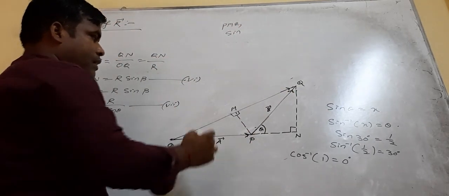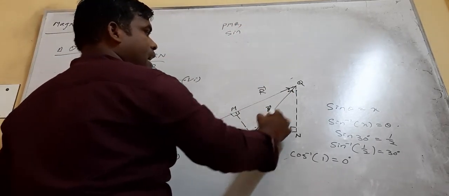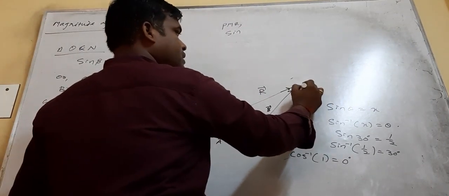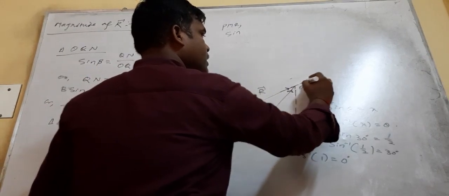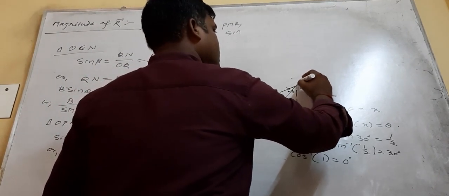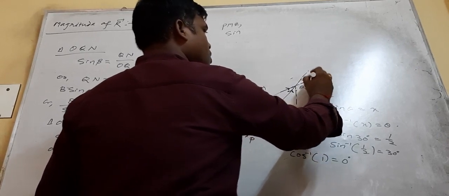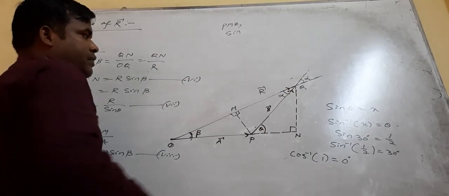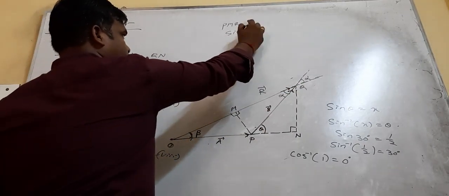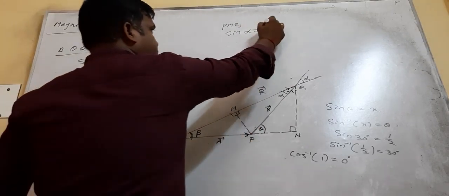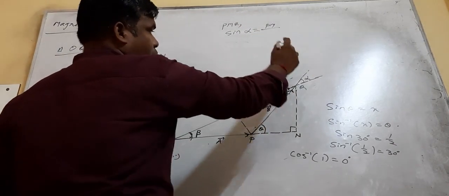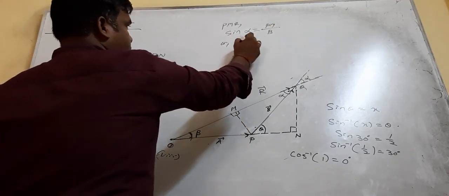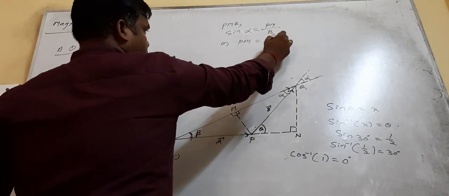So you take the angle between the R vector and the B vector as alpha. That means it is between the directions: the resultant vector direction and the B vector direction. That is your alpha. So you can write sine alpha equals PM by PQ, and PQ is B, so PM equals B sine alpha.